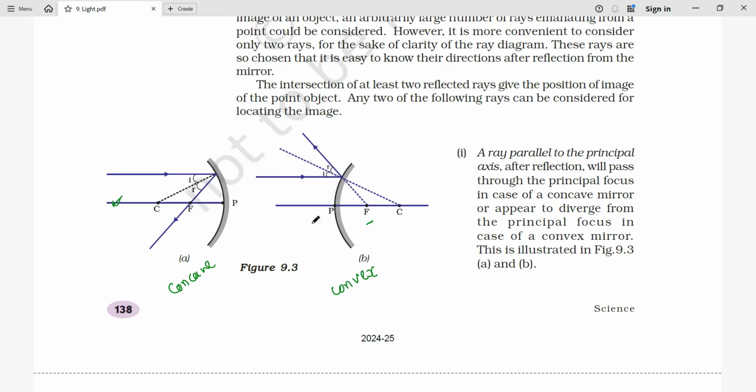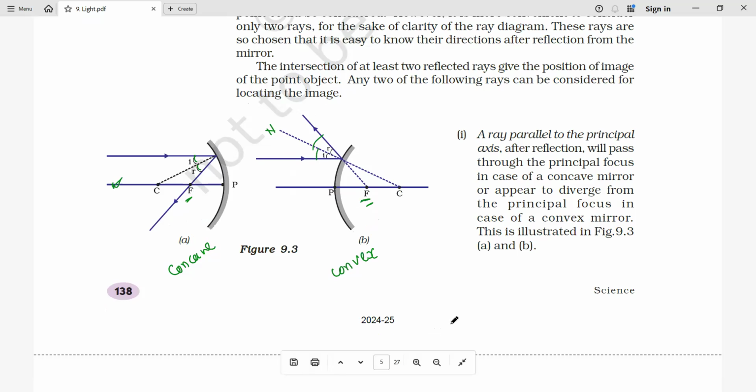It will appear that it is coming from the focus. So in this situation you can see the incident ray, and this angle with the normal is the incident angle and this is the reflected angle. This normal is going to pass through the center of curvature. Similarly here in case of convex also, this is the incident angle, this is the reflected angle, and this is the normal which is going to pass through the center of curvature. This F is the principal focus, behind the mirror in the convex mirror, while in the concave mirror the principal focus is in front of the mirror. Okay, so this is the first rule.